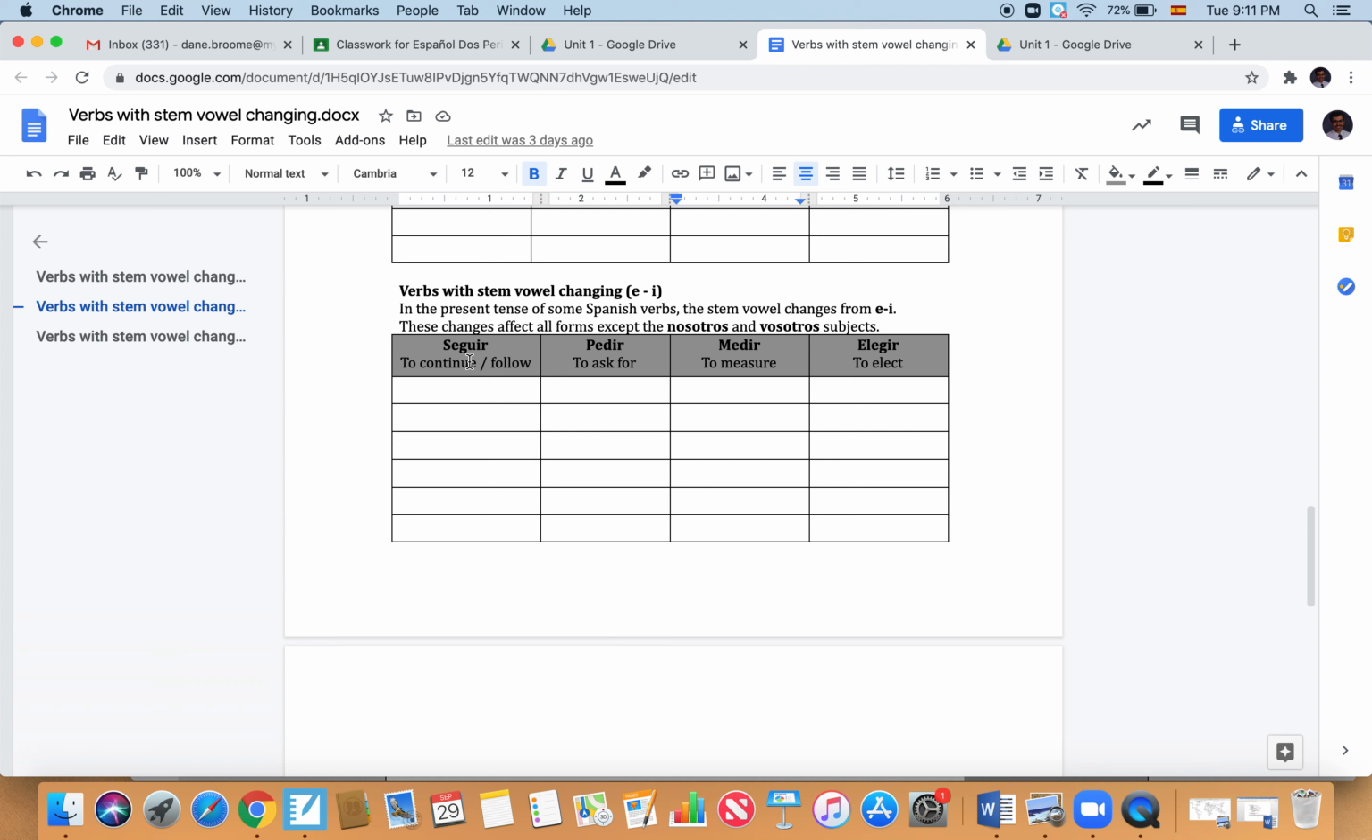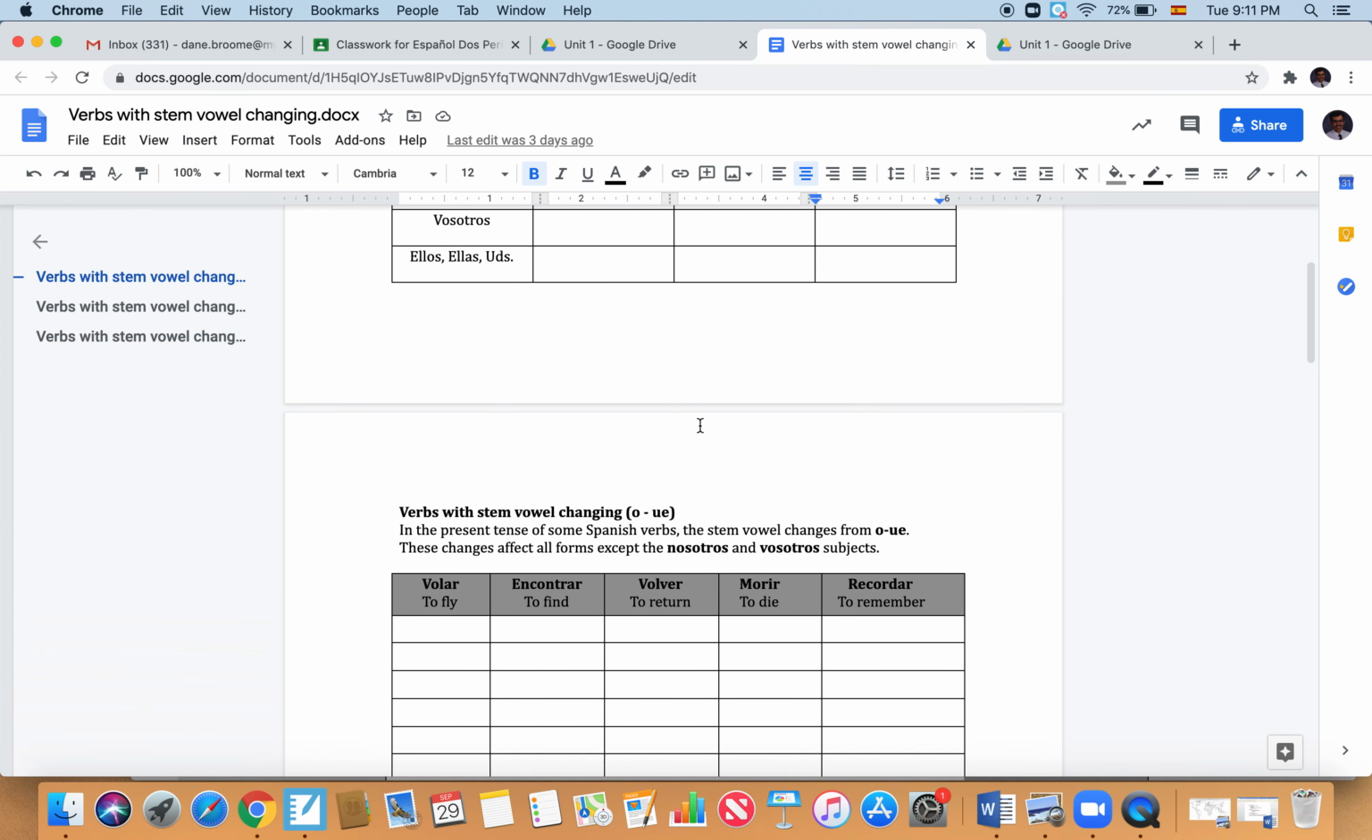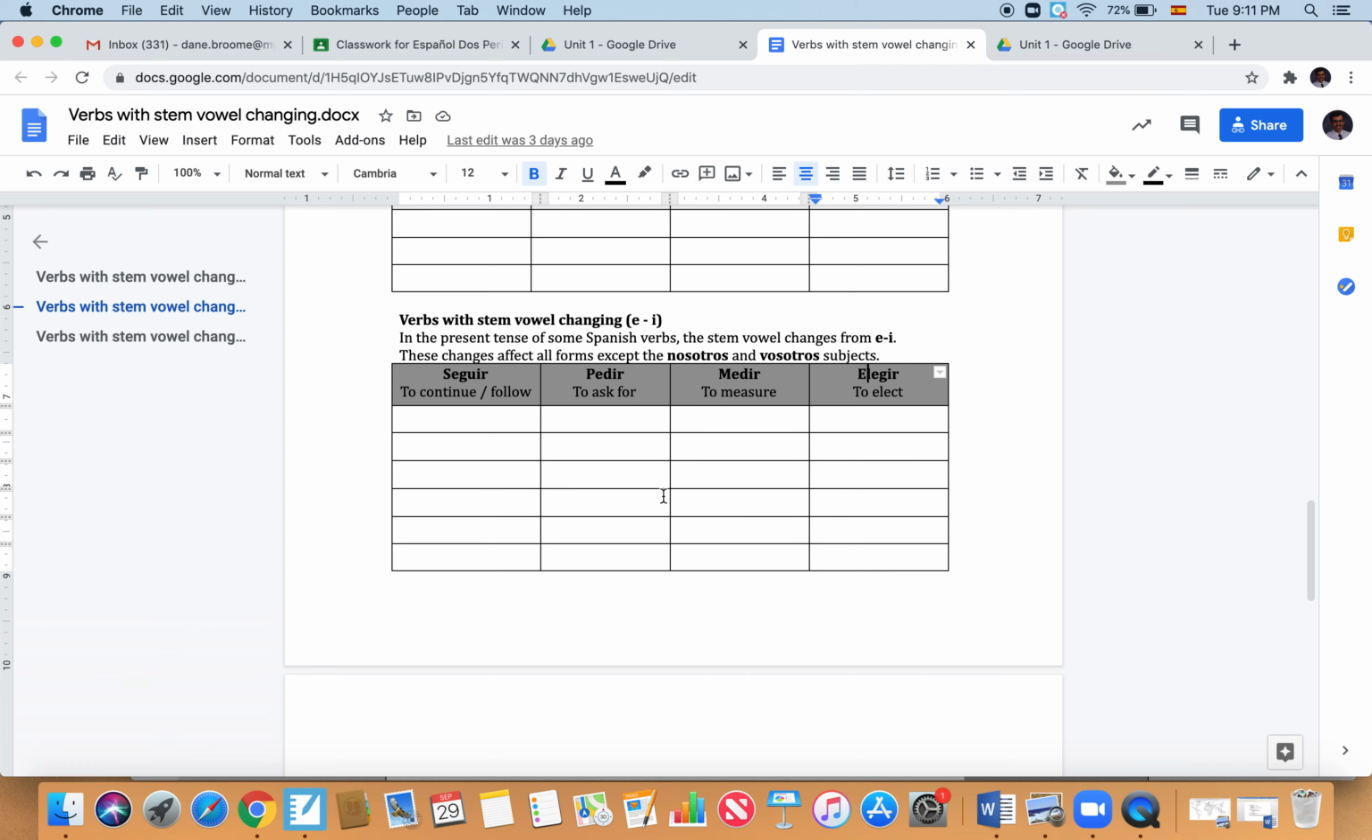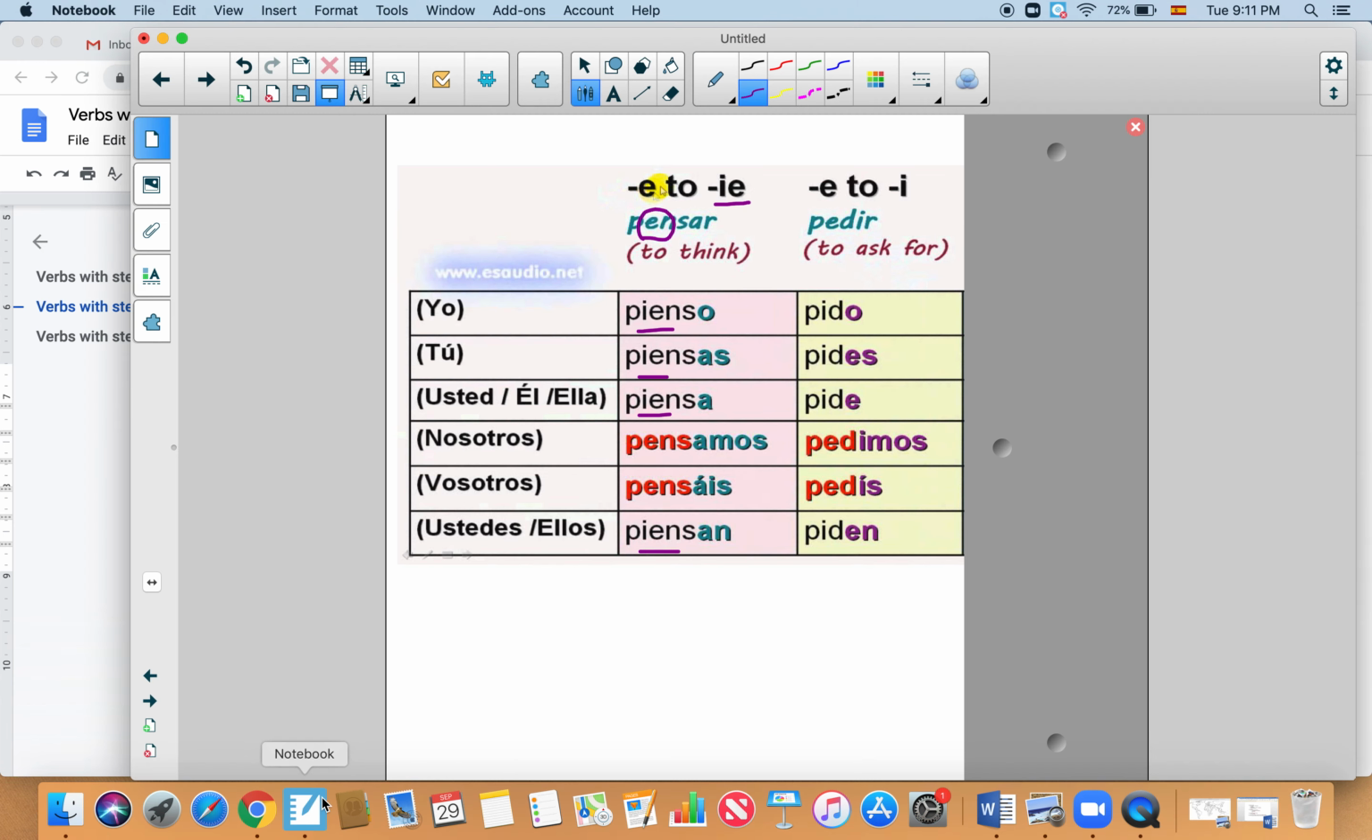I've given you some: seguir, pedir, medir, elegir. So in elegir, it's going to be this second E. Okay, medir, it's going to be this E, pedir, this E, seguir, this E. You change these to an I. Okay, they don't get an E after the I like E to IE stem changers. They're just E to I. See? So which one are we going to be looking at here? We're going to look at pedir, which means to ask for something.